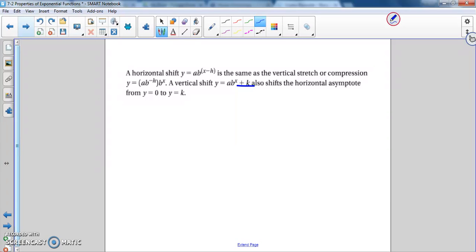When we are moving our graph up and down, or vertically, we are also going to be moving our horizontal asymptote. So our horizontal asymptote will not always be at y equals 0, or our x-axis. It's going to be at y equals k.